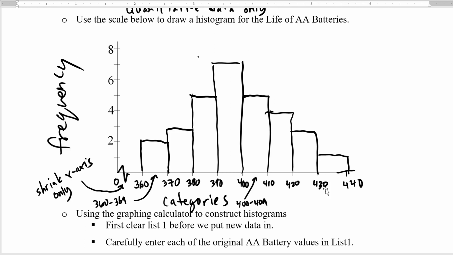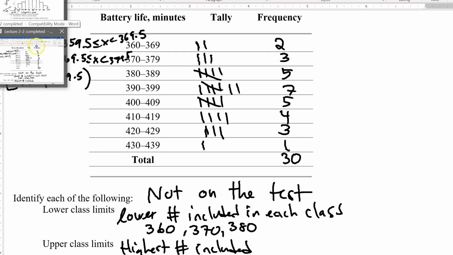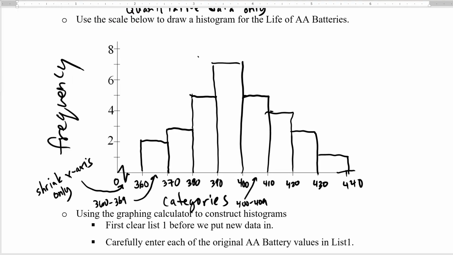Okay? All right, so that being said, let's go ahead and say there's 2, 3. Make sure I did all the right numbers. 2, 3, 5, 7, 5, 4, 3, 1. 2, 3, 5, 7, 5, 4, 3. Looks good to me.